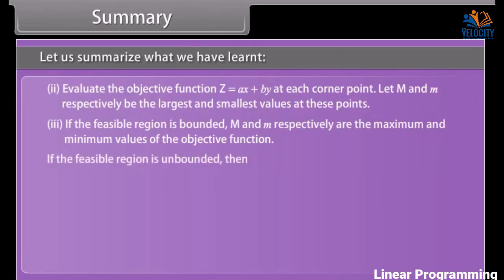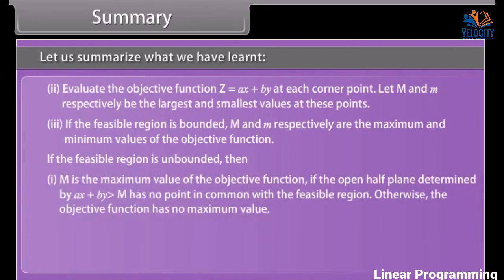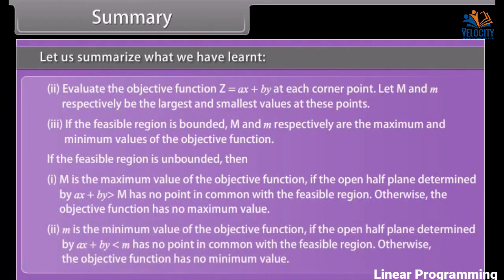If the feasible region is unbounded, then: 1. M is the maximum value of the objective function if the open half plane determined by ax plus by greater than M has no point in common with the feasible region. Otherwise, the objective function has no maximum value. 2. m is the minimum value of the objective function if the open half plane determined by ax plus by smaller than m has no point in common with the feasible region. Otherwise, the objective function has no minimum value.